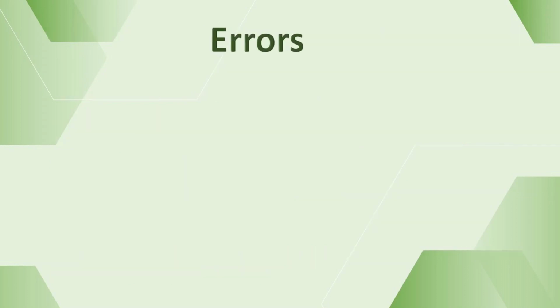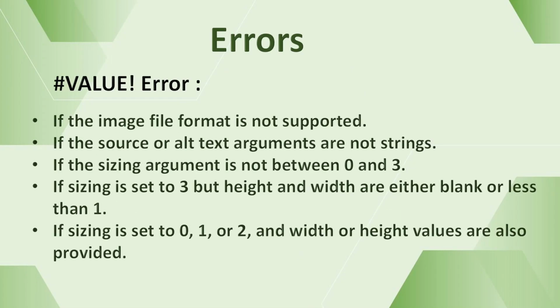There are some common mistakes that you can encounter using the image function. Excel may return a value error in the following scenarios: if the image file format is not supported, if the source or alt text arguments are not strings, if the sizing argument is not between 0 and 3, if sizing is set to 3 but height and width are either blank or less than 1, if sizing is set to 0, 1, or 2 and width or height values are also provided.